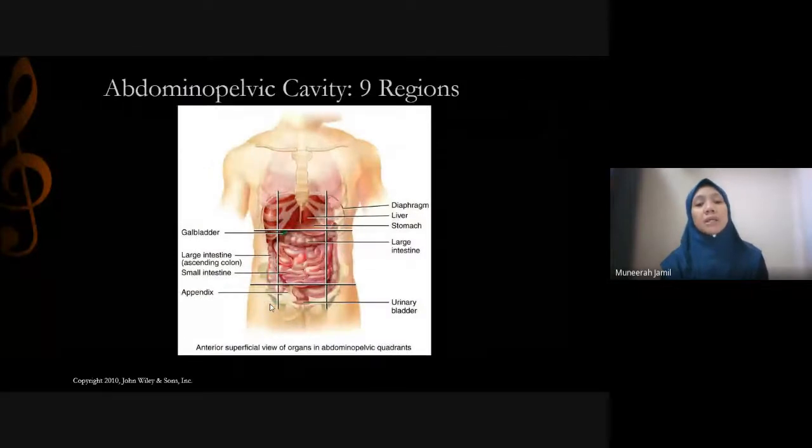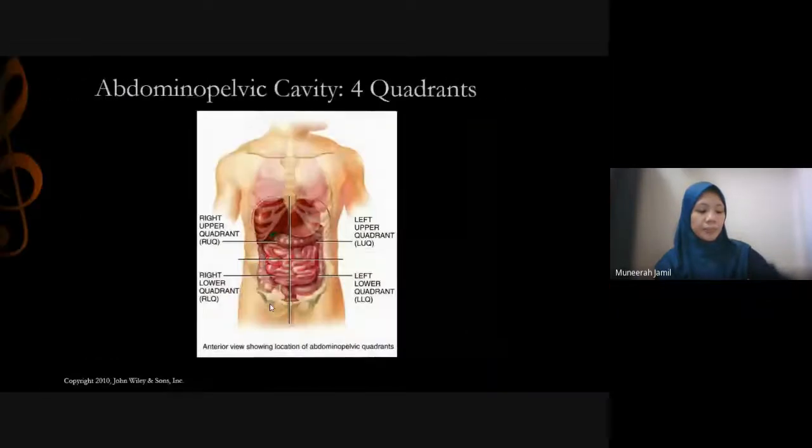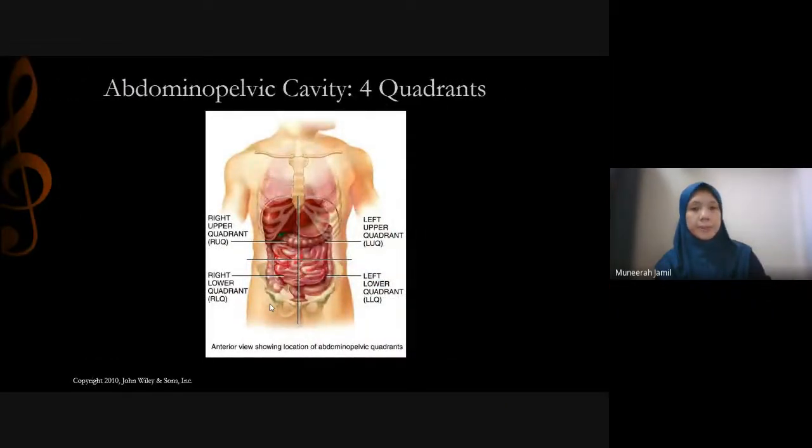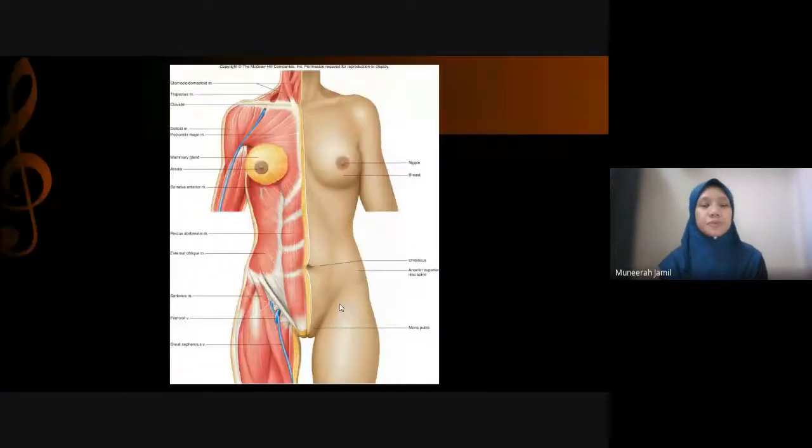Okay, kalau you bahagikan dia, so these are the organs lah. Okay, kalau you bahagikan dia kepada 4 quadrant, then you can name it in larger area lah. Right upper quadrant, left upper quadrant, right lower quadrant, and left lower quadrant. Alright, so these are the abdominal pelvic cavity punya regions and quadrants.